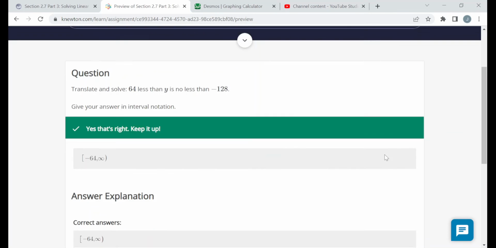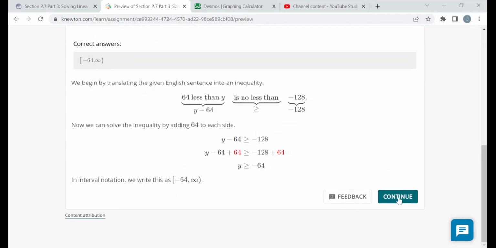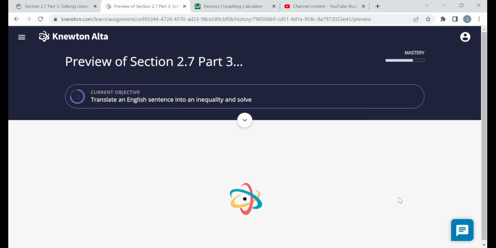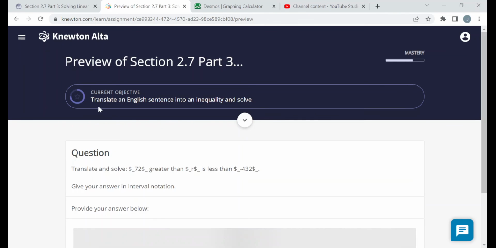All right, so it looks like one more translation, and then we'll just have the conditional, identity, or contradiction problems. All right, so 72 greater than r. Remember, that's r plus 72. It's not "is greater than." It's just 72 greater than. So r plus 72, and then just straight up is less than. Just use the less than symbol, negative 432.